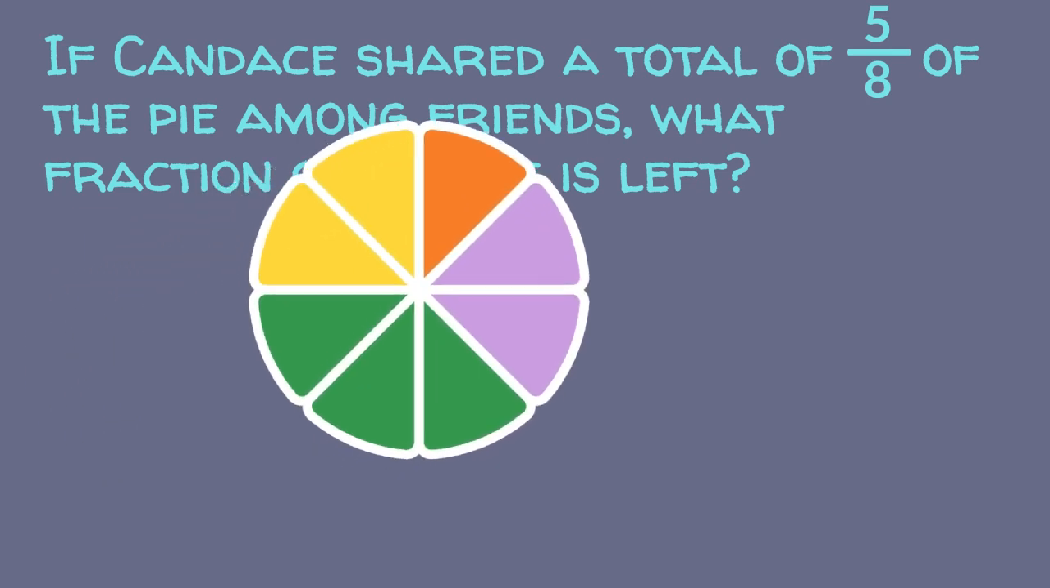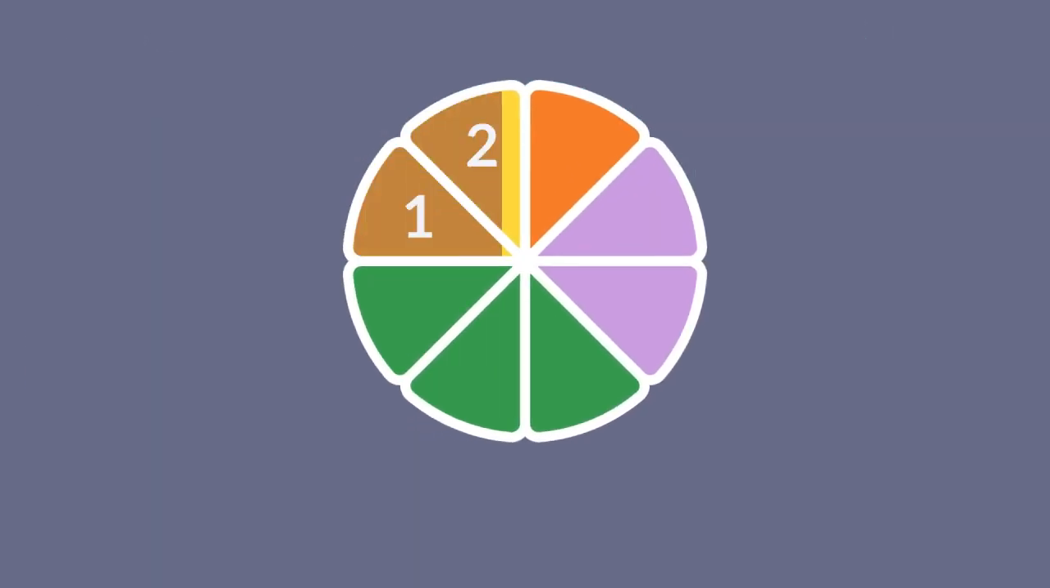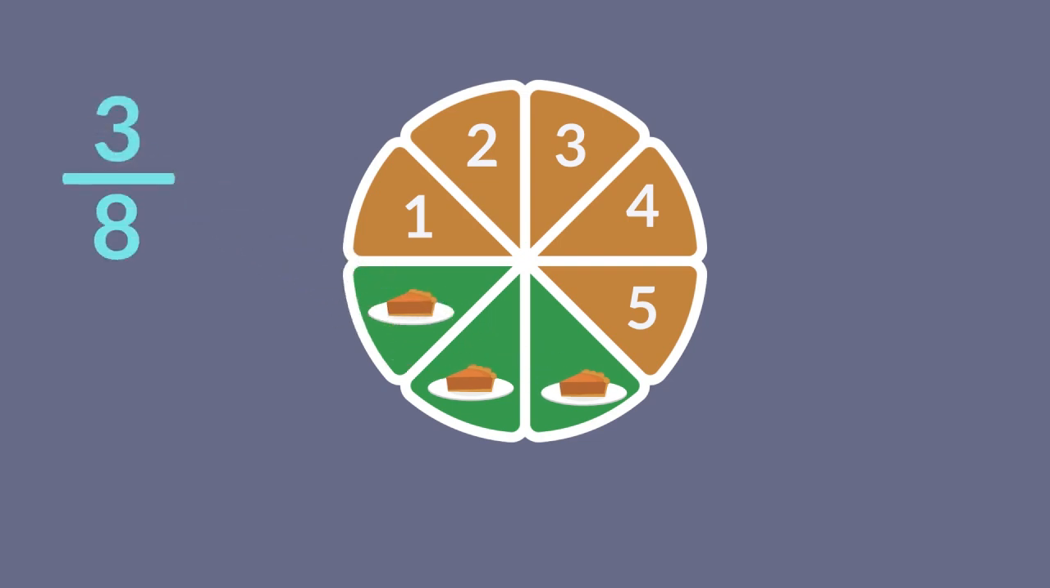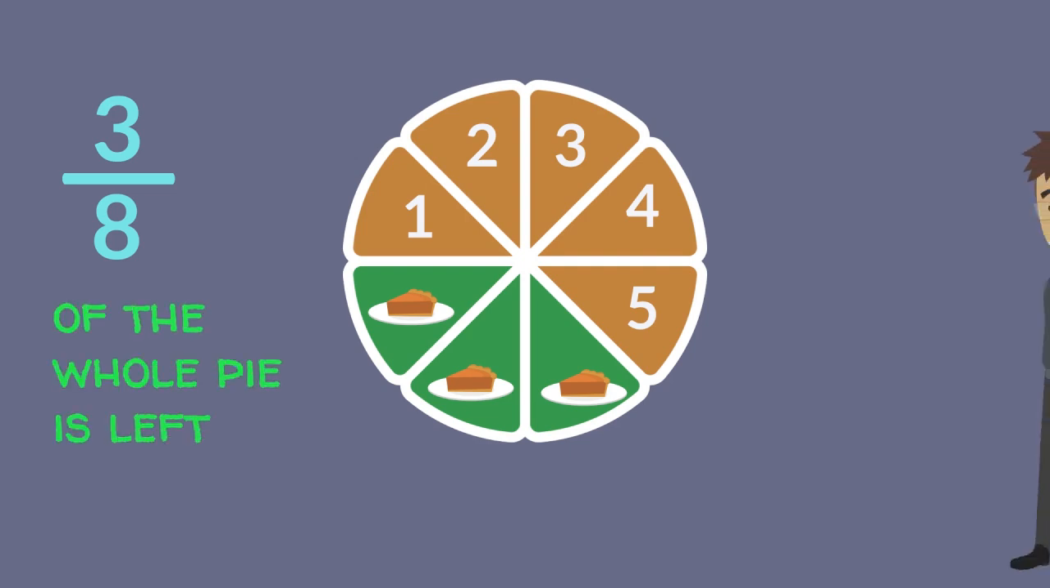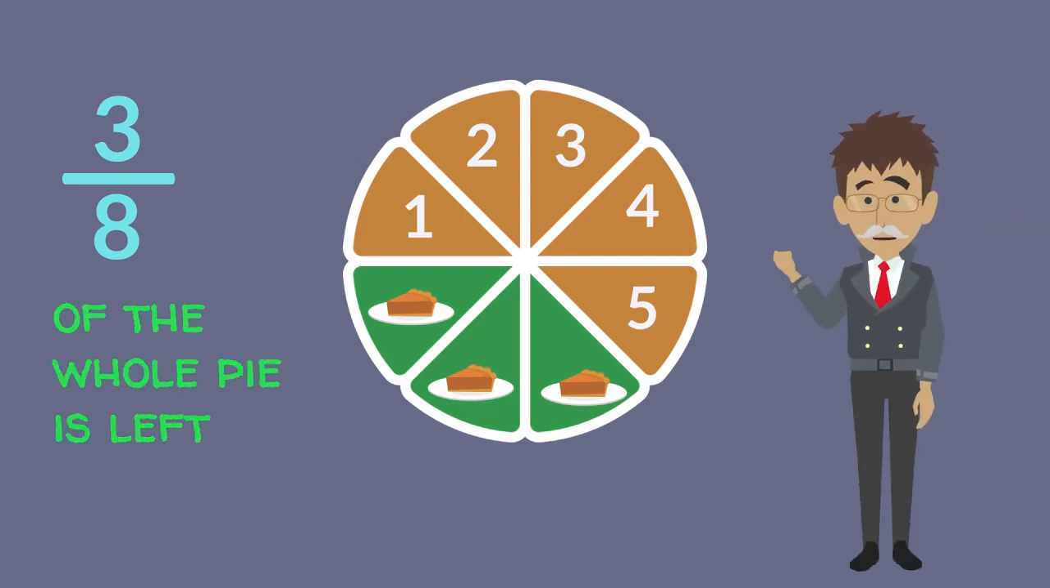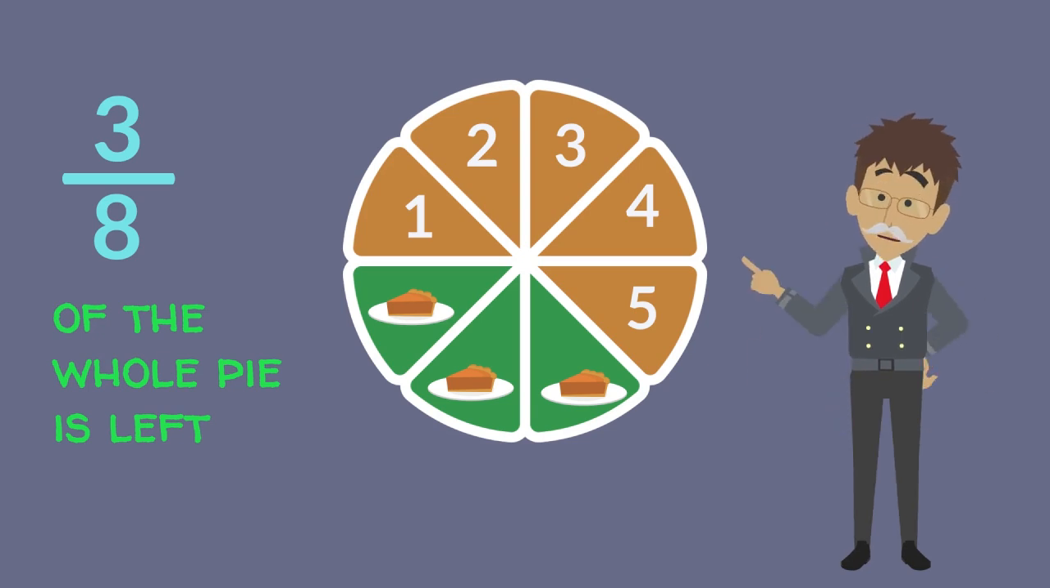Looking at our diagram, we can count the 5 slices of pie that were eaten by Candace's 3 friends. There are 3 parts of our diagram that were not shaded, representing 3 pieces of the pie left. 3 parts out of 8 parts, or the fraction 3/8, represents the amount of the whole pie left. Using a diagram allows us to visually explore fractions, making understanding their relationship to other fractions as easy as, well, pie.